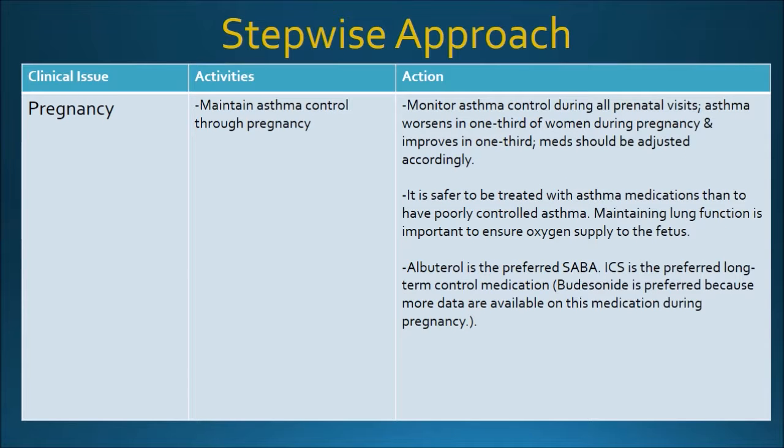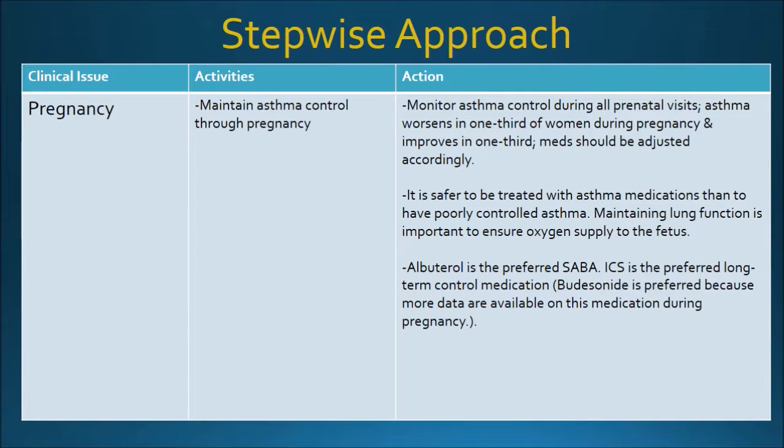Next category is pregnancy. We're going to maintain asthma control throughout the pregnancy by monitoring the control during all prenatal visits. Asthma tends to worsen in 1/3 of women during pregnancy, but also improves in 1/3 of women in pregnancy. So we'll have to monitor the control throughout the whole pregnancy, and we'll adjust the medications accordingly.